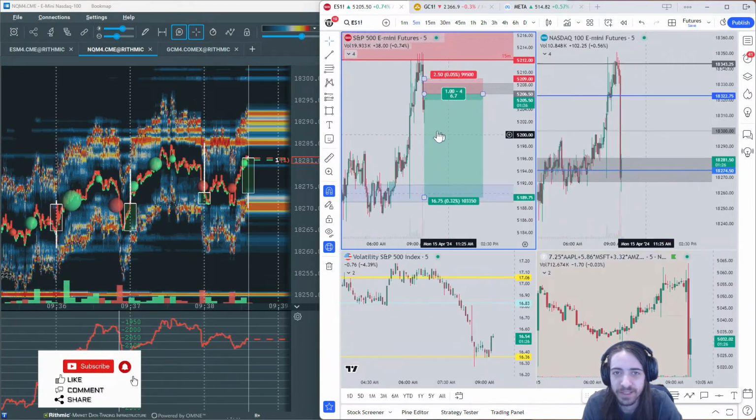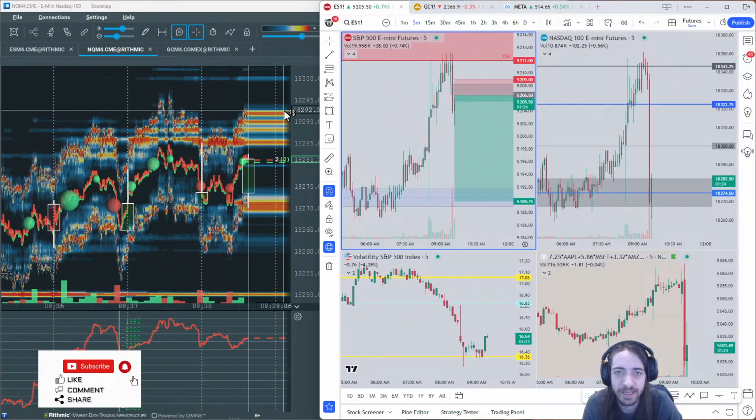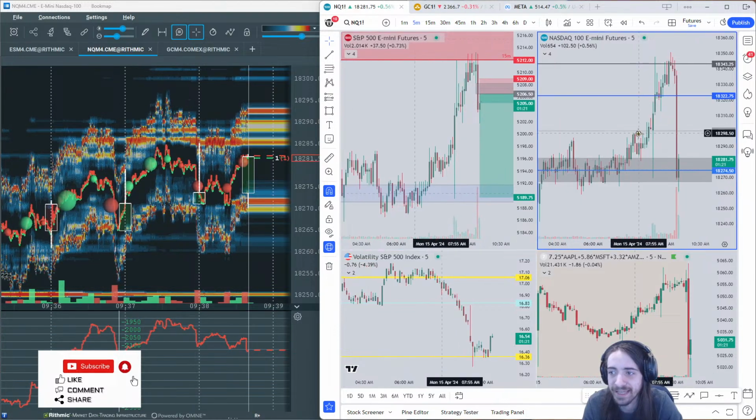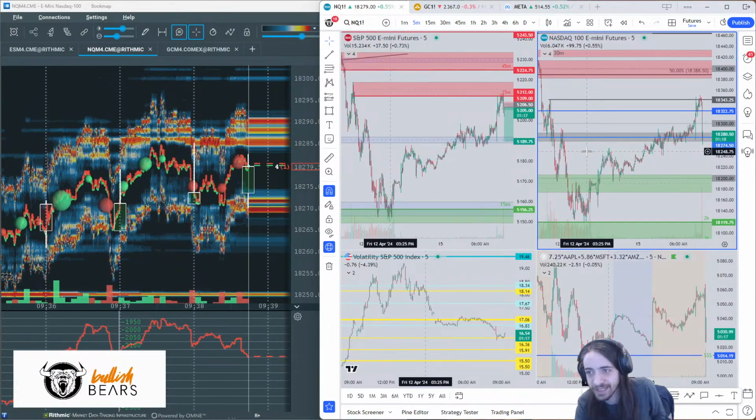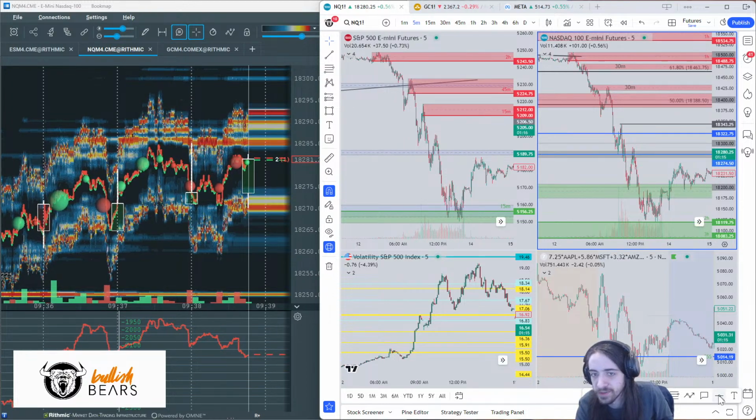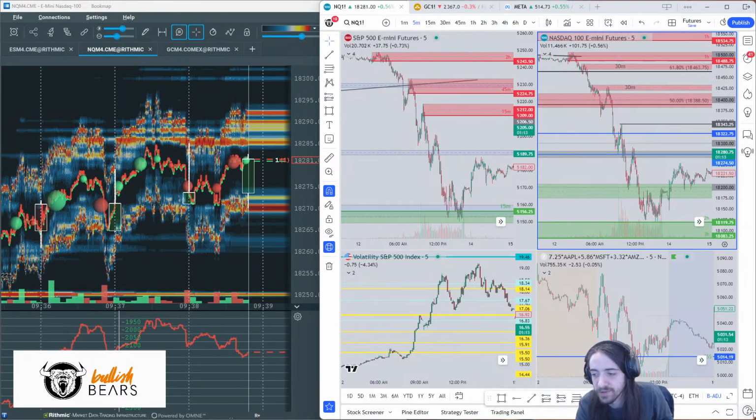Some buying pressure stepping in again. We see that on Bookmap. This is on the NASDAQ. Look, we're at this key level. This 18274, guys, has been really key. I'm going to show you guys real quick on the NASDAQ exactly what I mean by that.